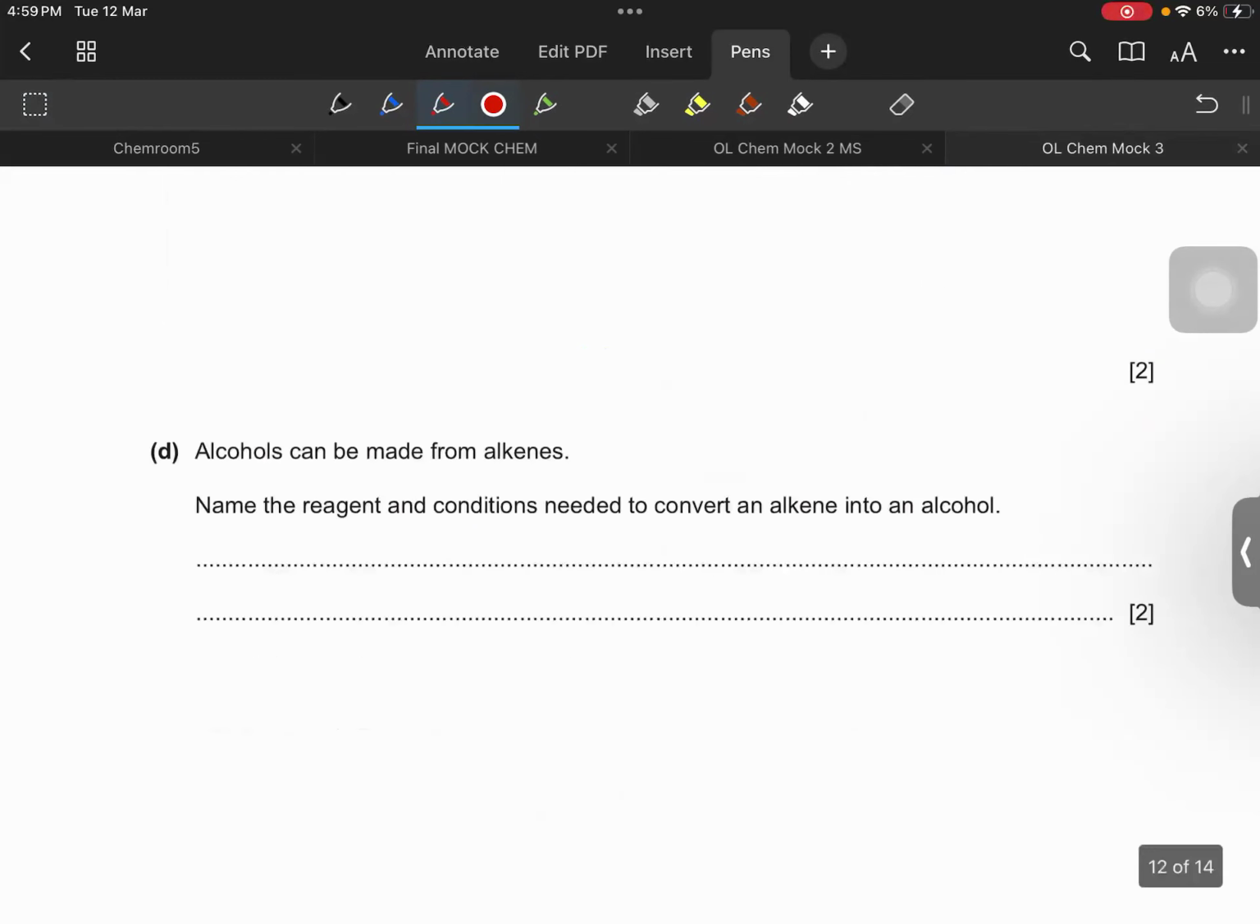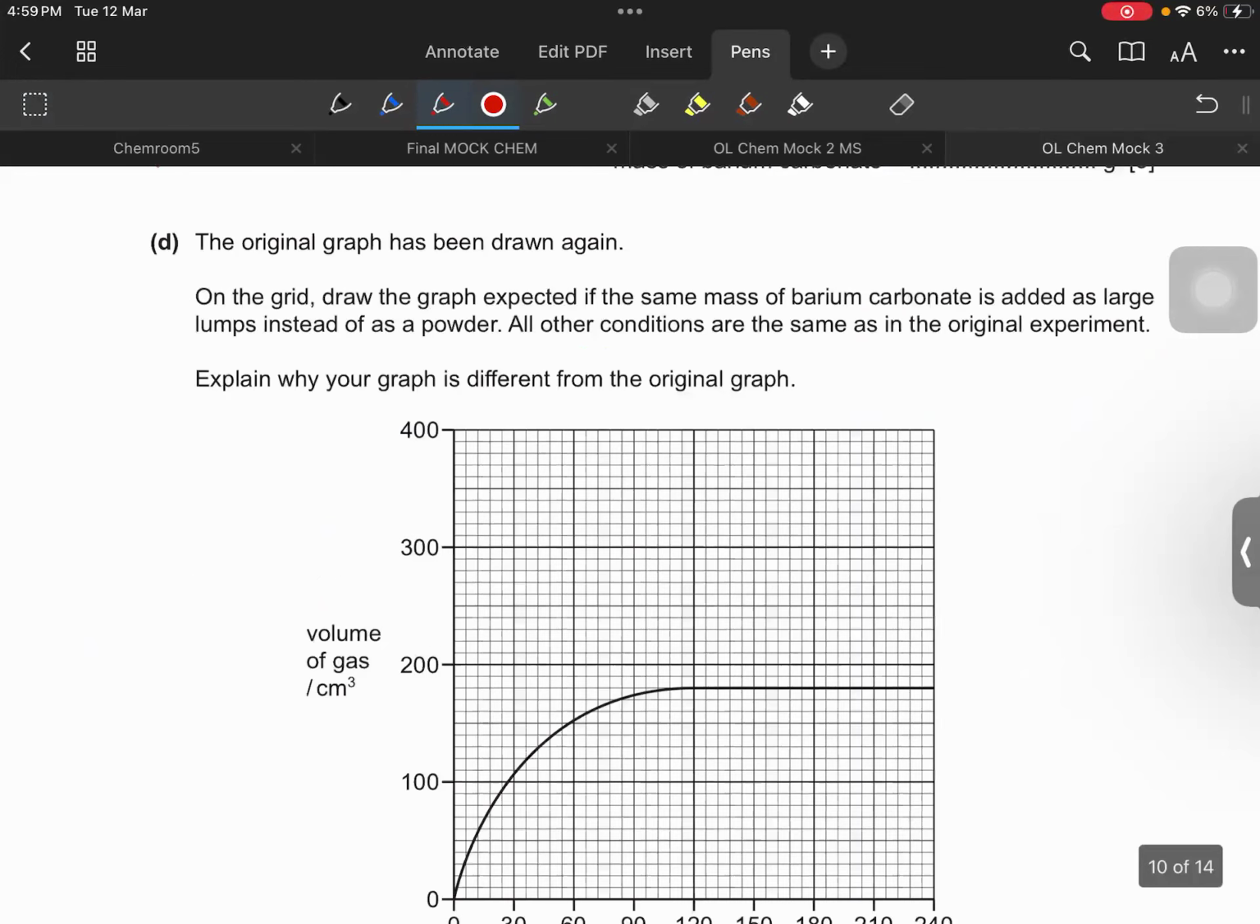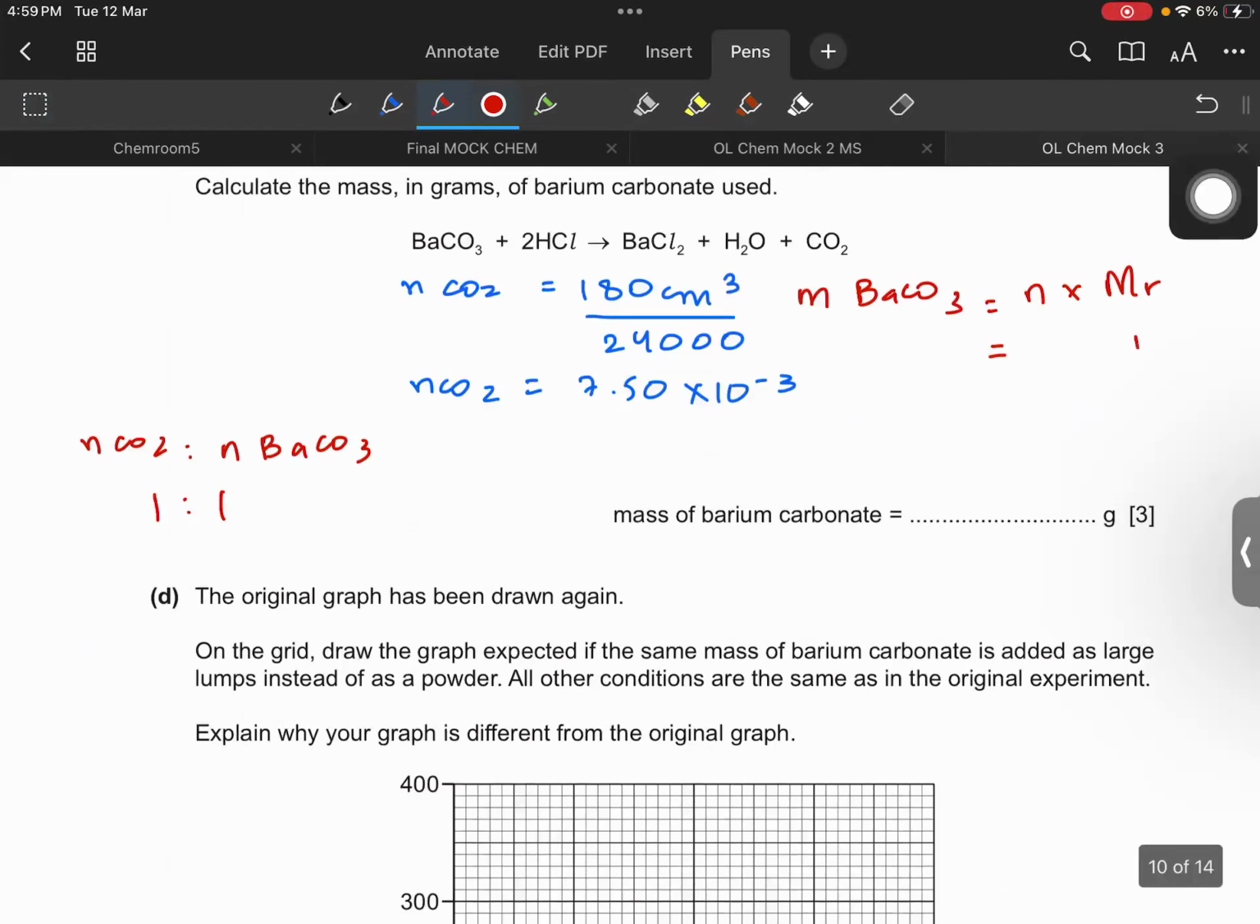The total is 165. So 165 according to you, and the moles were here, which is 7.5 times 10 to the power minus 3. What's the answer? 1.2375, so 1.238.